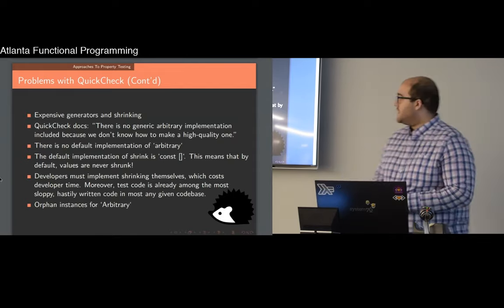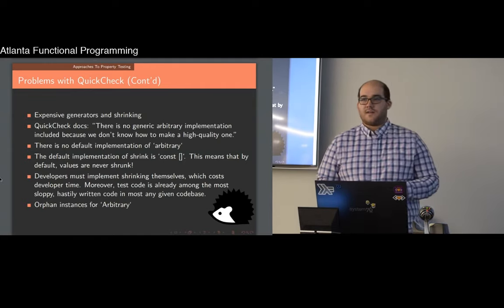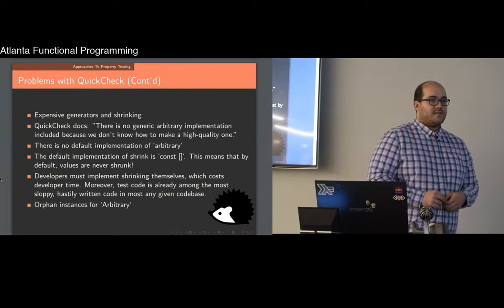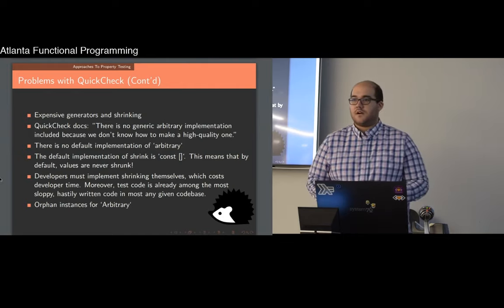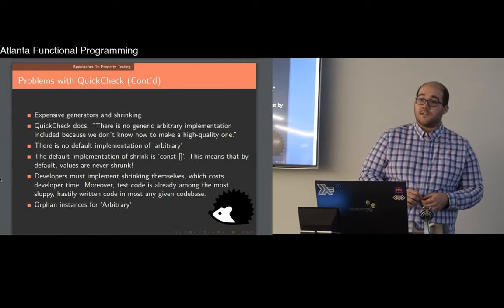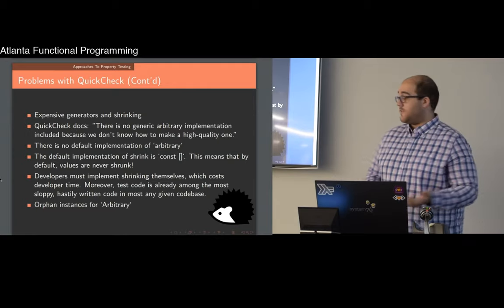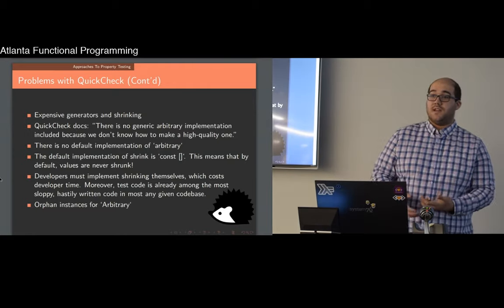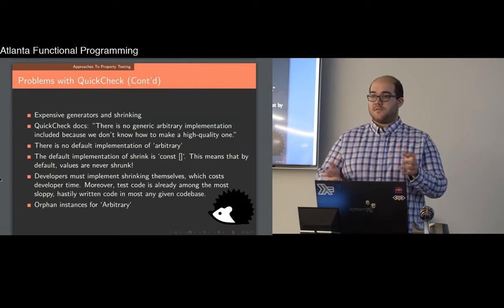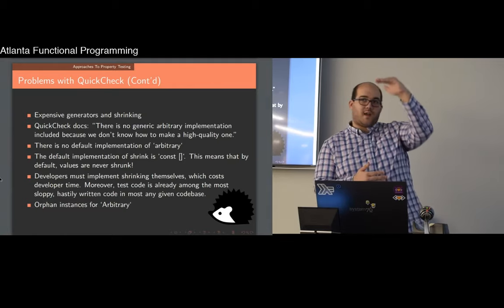And I don't really blame them because it's actually really hard to have a generic default way to generate data that actually makes sense. That would require something very sophisticated, and I don't know what it would look like. So yeah, there's no default implementation of arbitrary, so you have to write it. And with the newtype thing that we just talked about, where your test suites are sort of riddled with newtypes, you have to write them for every single type.